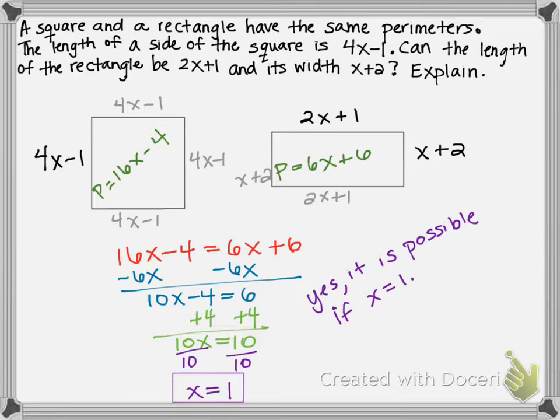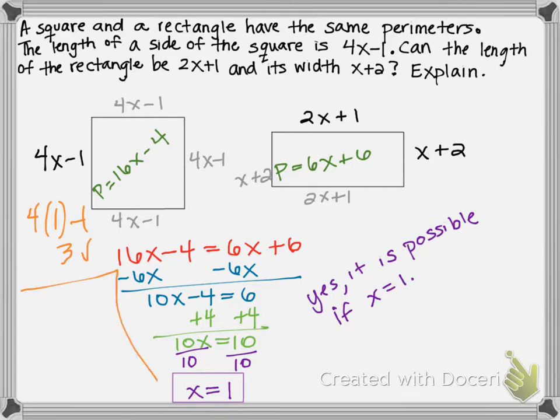Now, just to give you a heads up, let's say you had gotten a negative answer, for example. And it's not only about positive and negative, actually, so I shouldn't say that. But I will say this. If I plug in the 1, 4 times 1 minus 1, that's a side length of 3. That's actually a possible side length. So that's the reason why it is possible.